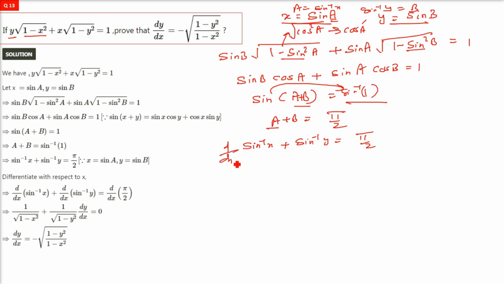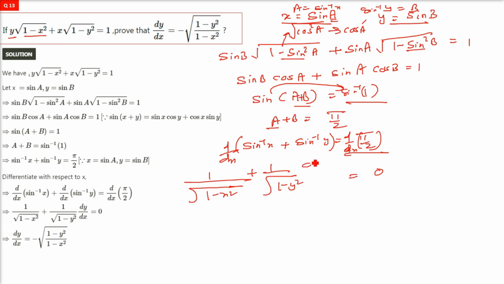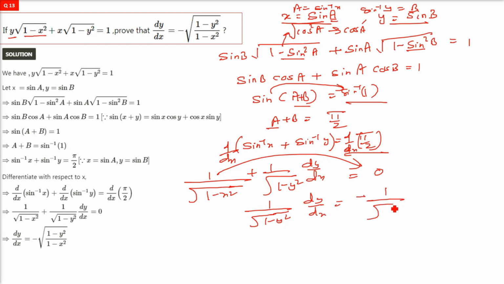Now the differentiation, d by dx on either side. Alright. So this is constant, so it will be 0 on the right hand side. D by dx of sine inverse x is 1 by under root 1 minus x square. D by dx of sine inverse y is 1 by under root 1 minus y square. And since it is y, we have to include dy by dx also. Taking this on the right hand side, so dy by dx times 1 by under root 1 minus y square is going to be equal to negative of 1 by under root 1 minus x square. That is, we have taken it on the right hand side.